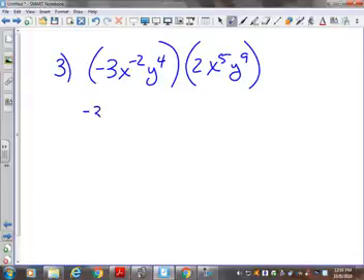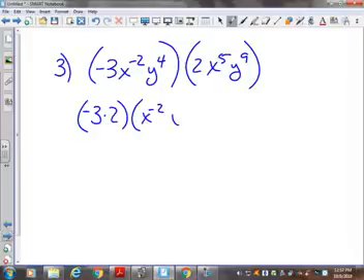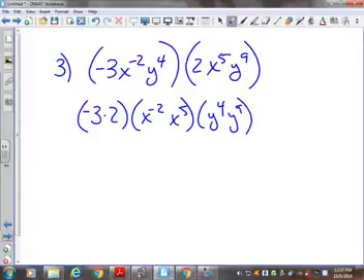So we can put our coefficients in a multiplying problem. We can put our x's in a multiplying problem. And we can put our y's in a multiplying problem. So we can focus on one thing at a time. And that's what you need to do. You need to regroup the problem to put things that are called the same thing together.